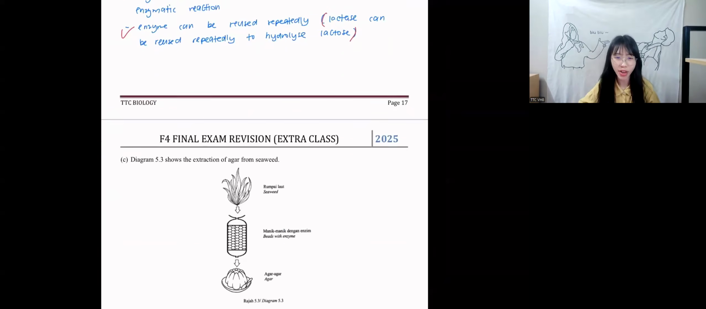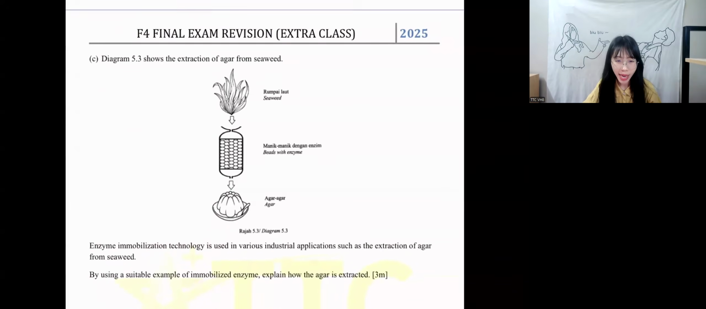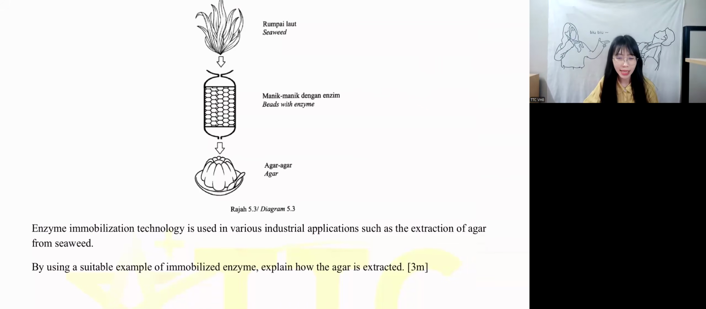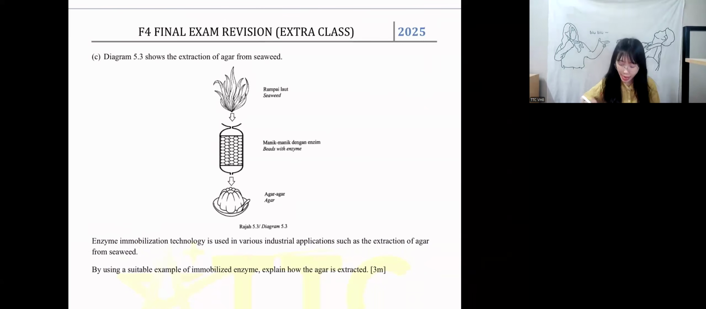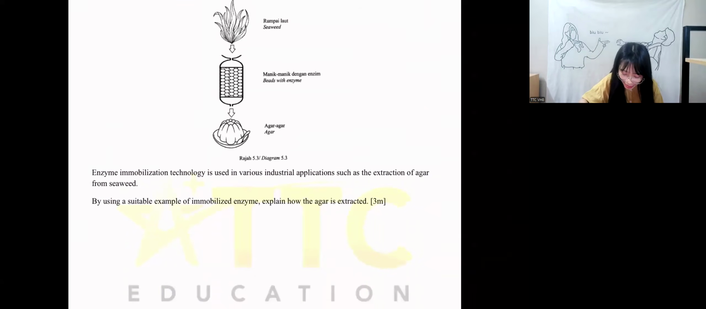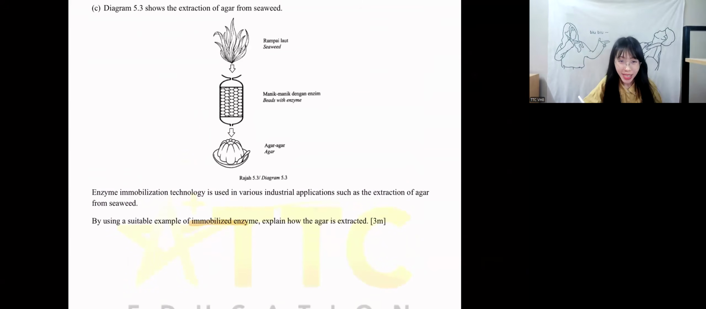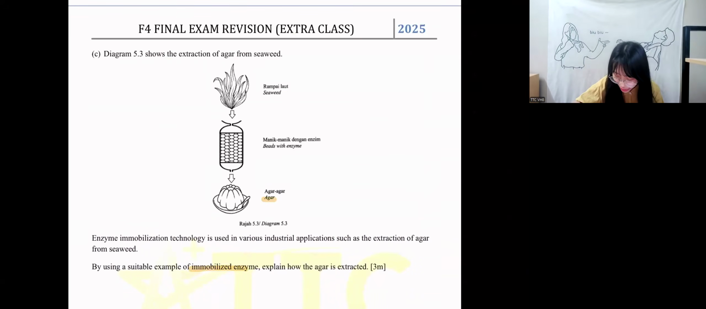We're going to look at the next question. 5.3 shows the extraction of agar from seaweed. Enzyme immobilized technology is used in various industry applications such as extraction of agar from seaweed. By using an example of immobilized enzyme, explain how agar can be extracted. Again, the question asked about what? They asked about immobilized enzyme. Right now, they give you what? They give you seaweed, agar seaweed.